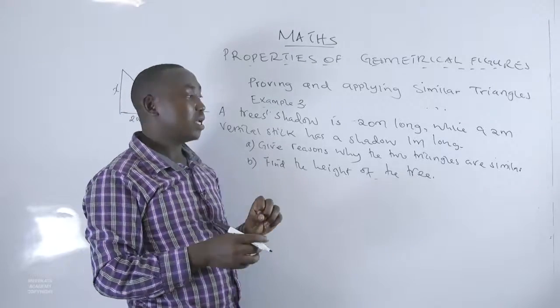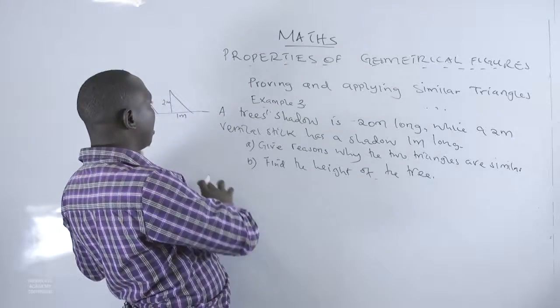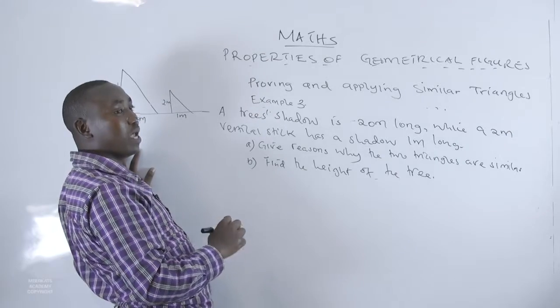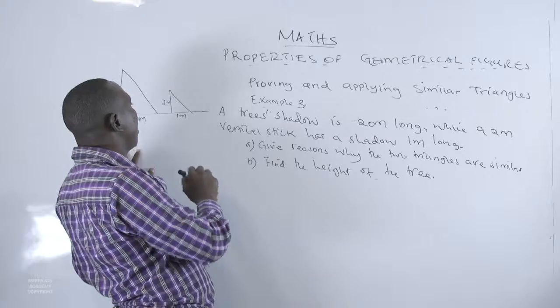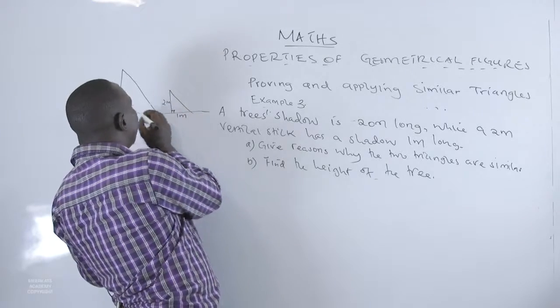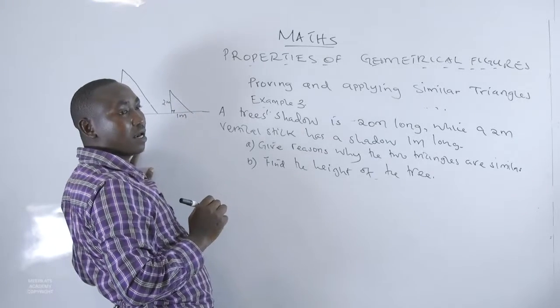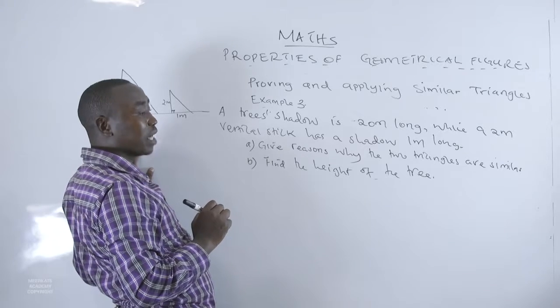So we now have these two particular triangles, and the first question is we are supposed to give reasons as to why we think these two triangles are going to be similar. So these two triangles are going to be similar because of one, this angle and this angle are equal, that is, they are 90 degrees each.